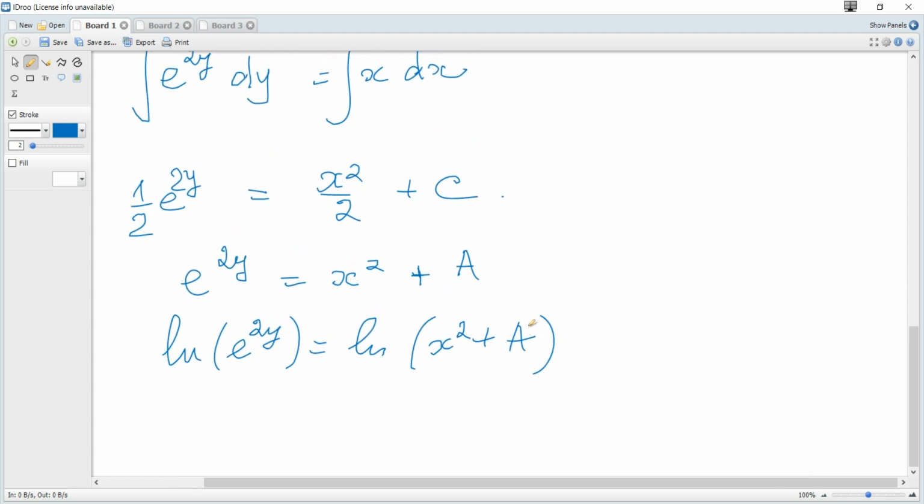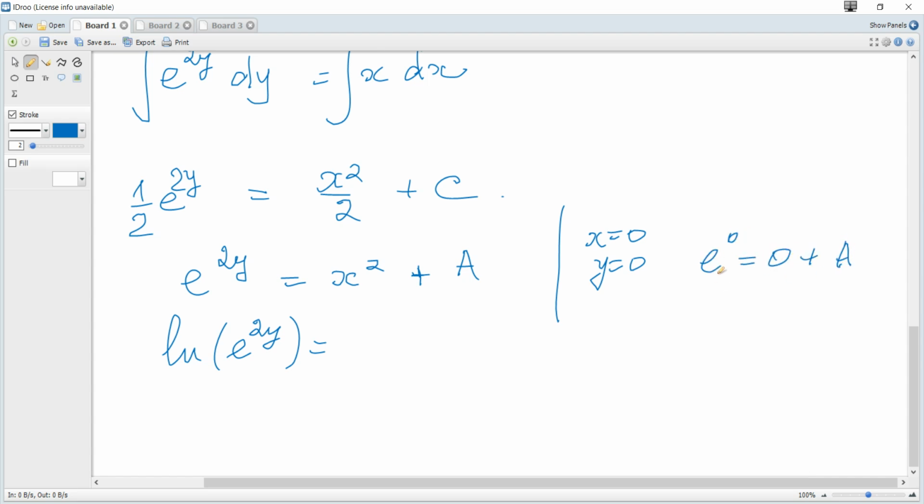Notice that there is a constant, but it can be found because it is given that when x is 0, y is 0. We can find it now or later. It doesn't matter in general, but let's find it now and then apply ln. Just substituting 0, 0, we get e to the power of 0 is 0 plus a, and e to the power of 0 is 1. So a is 1.